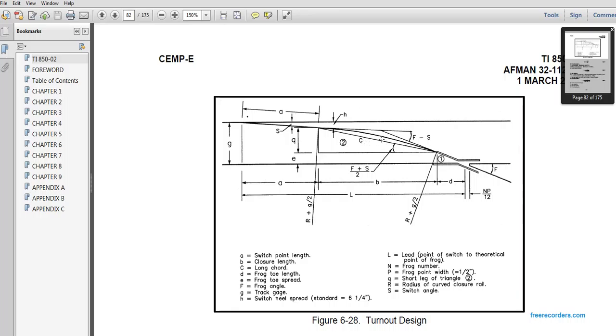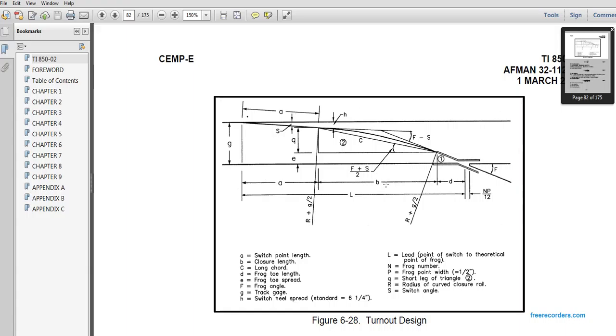The frog angle minus the switch angle, plus the frog angle plus the switch angle, divided by 2, gives you part 2. Number one is like the heel and the frog and the frog throat, while D is the frog tail length. F is the frog angle, D is the frog length, and E is the frog toe length. Where is E? From the end of the rail is the frog toe spread.